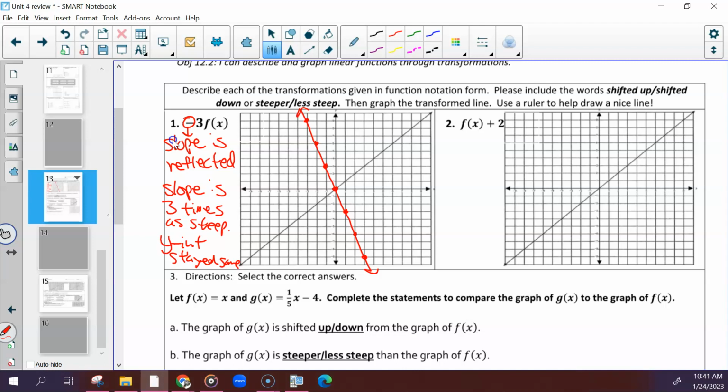Other questions on this page? We may have time to do one more before lunch. Lily. On the same page? Yeah. So what changed with this plus 2? The y-intercept shifted up. Yes. Y-intercept shifted up to? What happened with the slope? It stayed the same. Correct.